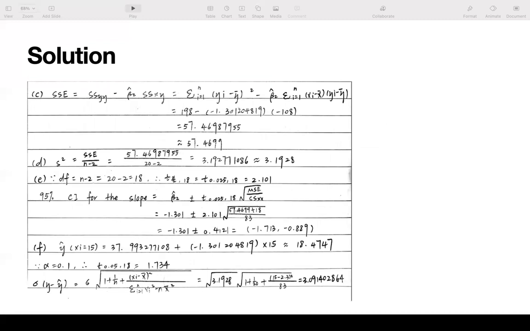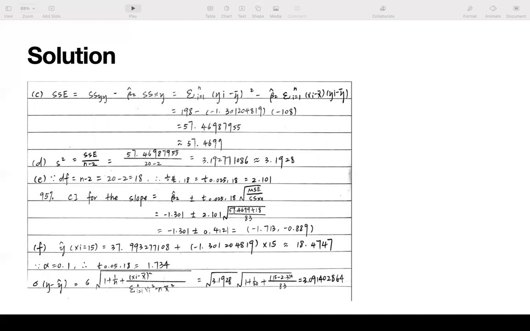For part C, we are asked to calculate SSE. Here we can plug the values into the formula, SSE equals SSyy minus beta 2 hat times SSxy. So it's the variation of y minus beta 2 hat times the sum of (xi minus x bar) times (yi minus y bar). By plugging in the values stated in the question, we have SSE equal to 57.4699.